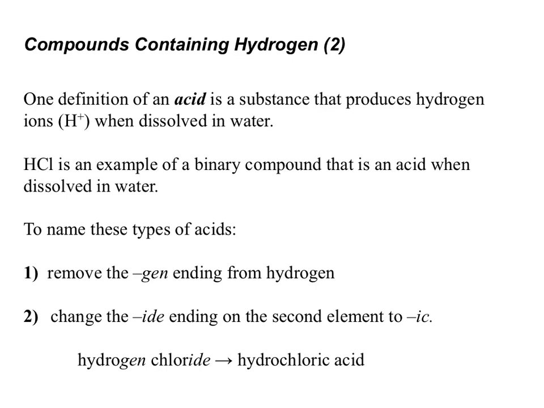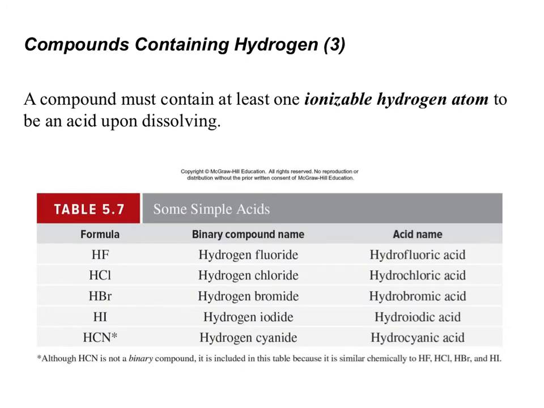One definition of an acid is a substance that produces hydrogen ions when dissolved in water. HCl is an example of a binary compound that is an acid when dissolved in water. To name these types of acids, we have to remove the "gen" ending from the hydrogen and change the "ide" ending on the second element to "ic." So hydrogen chloride becomes hydrochloric acid. A compound must contain at least one ionizable hydrogen atom to be an acid upon dissolving.